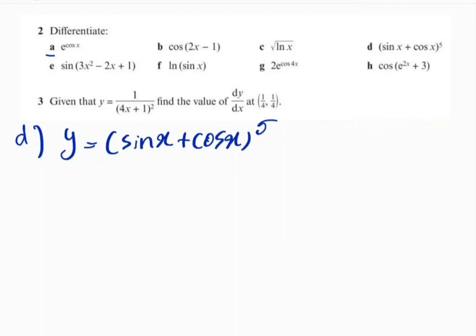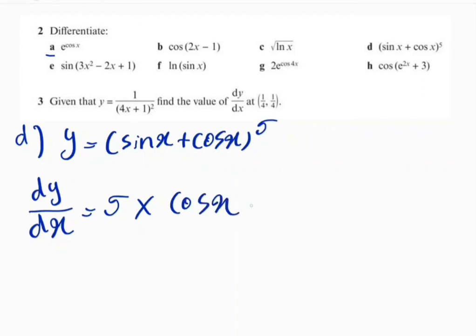D. So we have y is equal to sine x plus cos x, all to the power of 5. This one is similar to the previous one, because we have a bracket and it's raised to a power. So first we start by, of course, writing down dy/dx is equal to the power times the derivative of the inside. So sine x differentiates to cos x, and cos x differentiates to minus sine x, and then times the bracket sine x plus cos x, but with the power minus 1, which is 4.